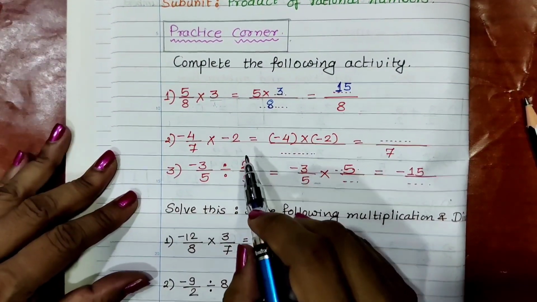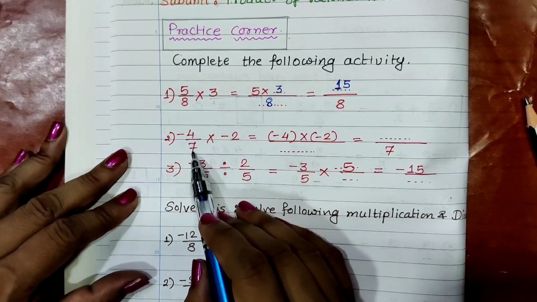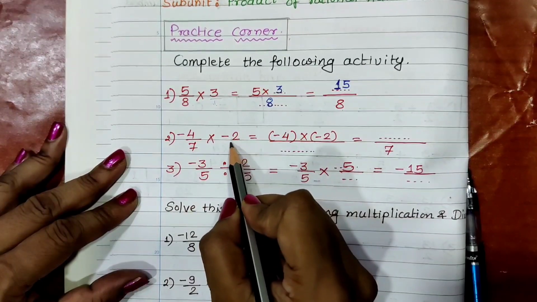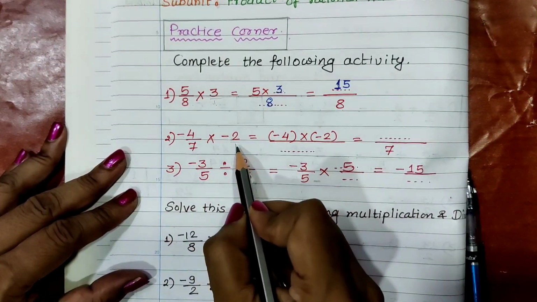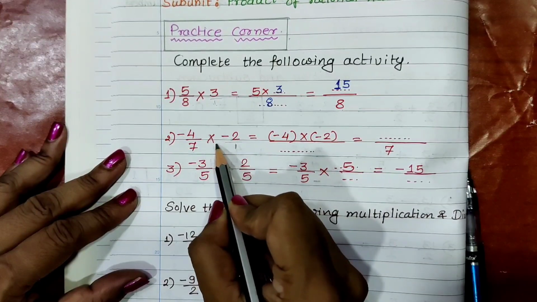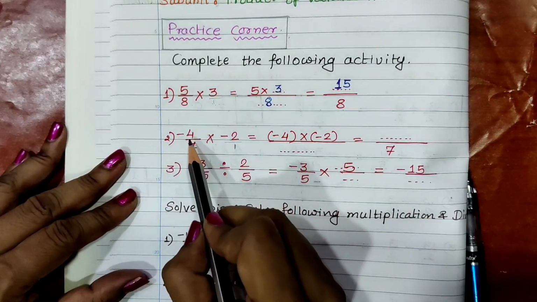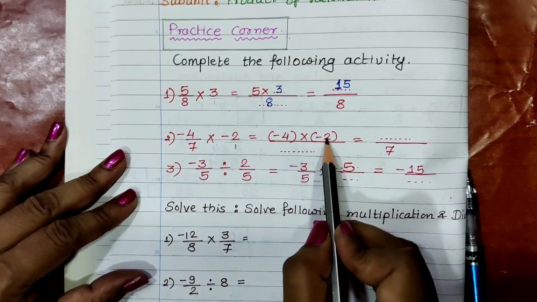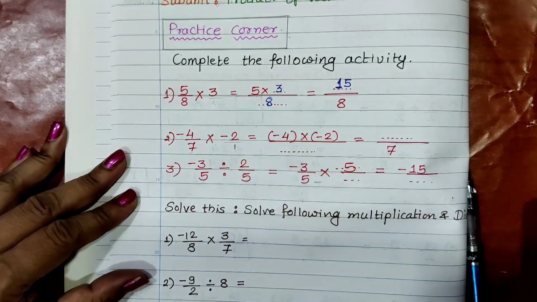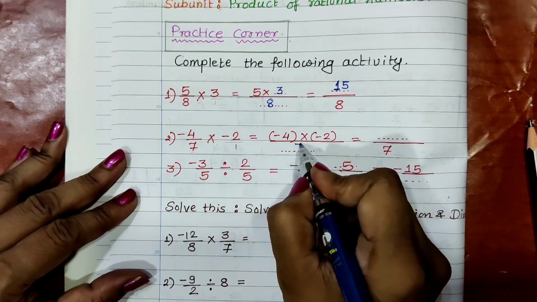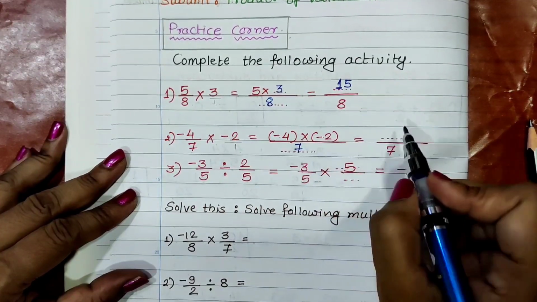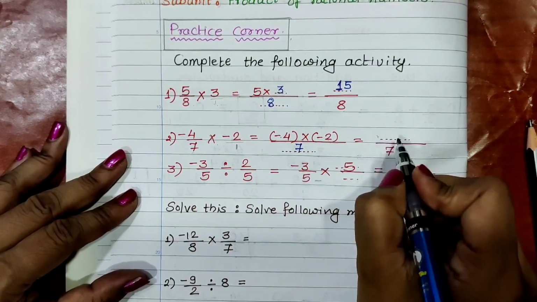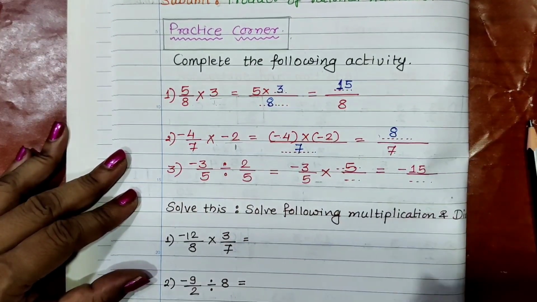Now let us see what is there in the second sum. Minus 4 upon 7 is the first rational number and the second rational number is minus 2. Again minus 2 means it is minus 2 upon 1. Again there is a multiplication sign between two rational numbers. That means we have to multiply numerator with numerator and denominator with denominator. So minus 4 multiplied by minus 2, and 7 into 1, 7 ones are 7, correct. Now minus sign times minus sign will be plus, and the plus sign we don't write. 4 twos are 8. So the answer is 8 upon 7.